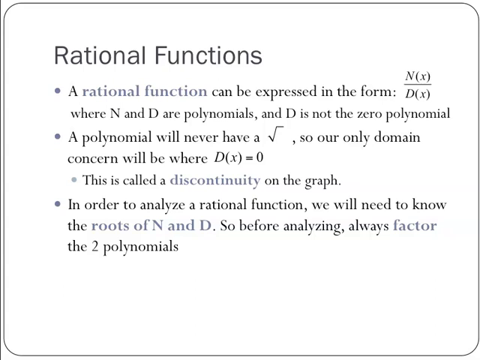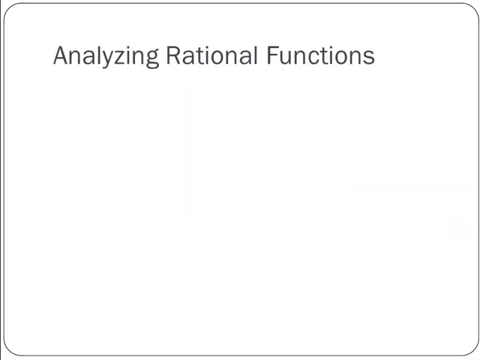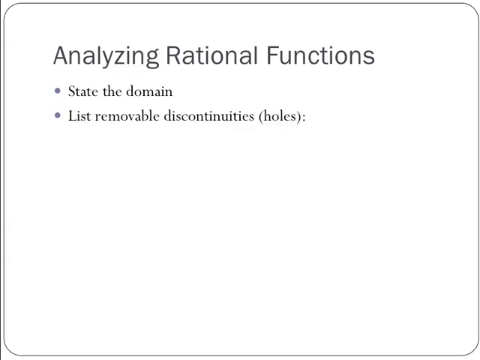Now, there are a couple of key things that we are going to use to help us analyze rational functions. So first is going to be looking at discontinuities. So you're going to first state the domain. So what are all possible values of x? You'll list any removable discontinuities. So those are holes. And these occur anytime you have a root that is common to both the numerator and the denominator. So anything that is a root in the numerator and is also a root in the denominator.